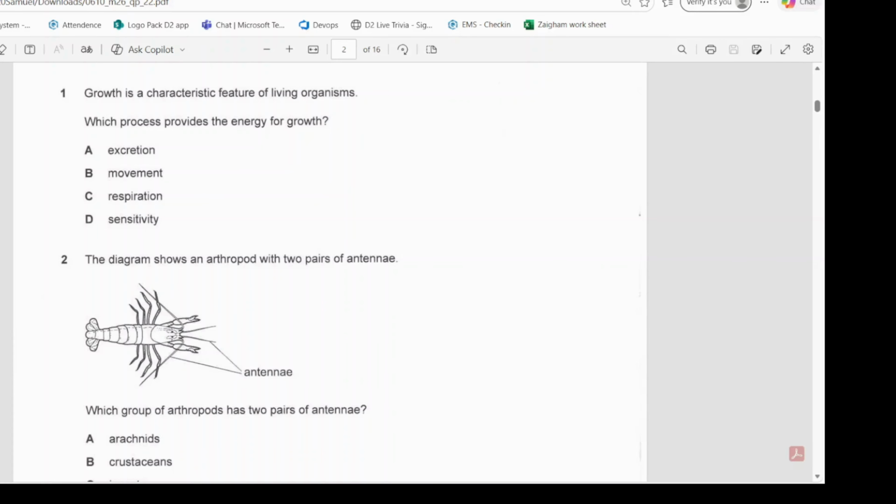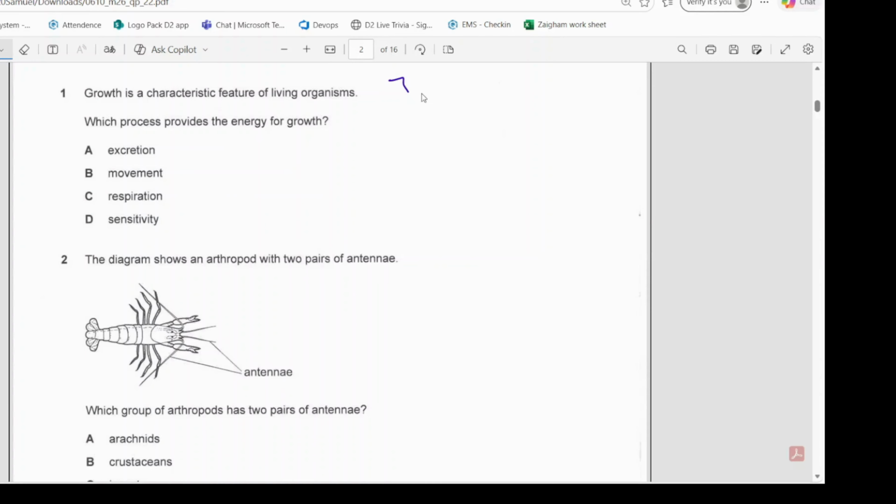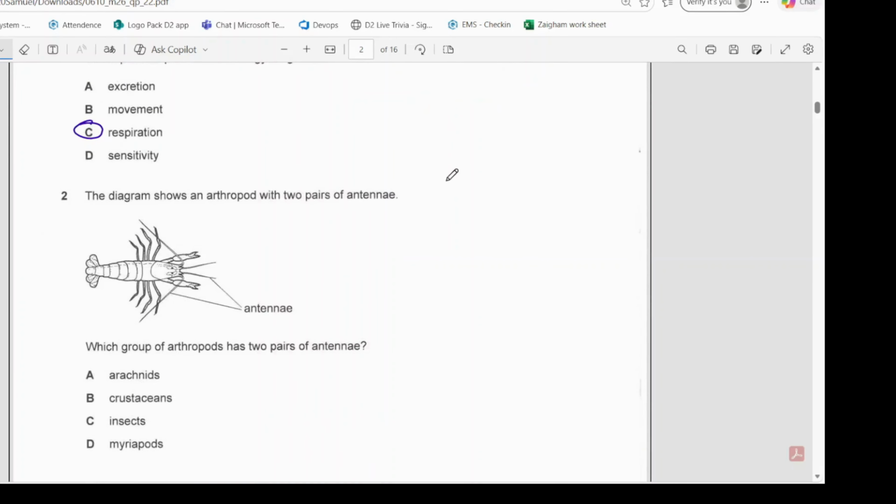So I was telling, there are 7 features of living organisms. There are 7 characteristics that we usually mention when we discuss the characteristics possessed by all organisms, Mrs. Gren. Growth is one of the characteristics. What process provides energy for growth? Respiration.